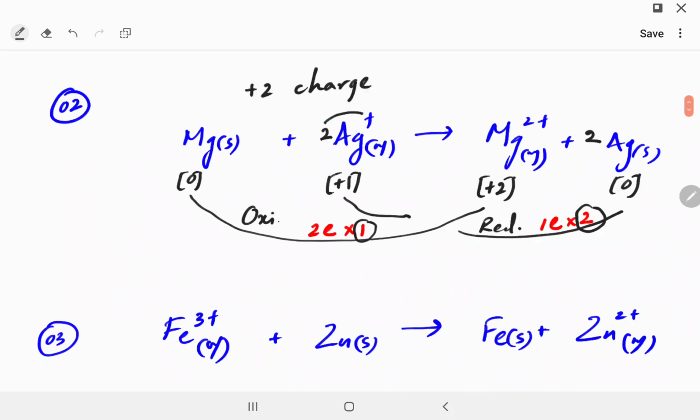How did I get that? 2 plus 1 is +2, right? On the product side, once again, you have a +2 charge from magnesium. So this reaction is balanced. This reaction is balanced because the overall charge is 0.